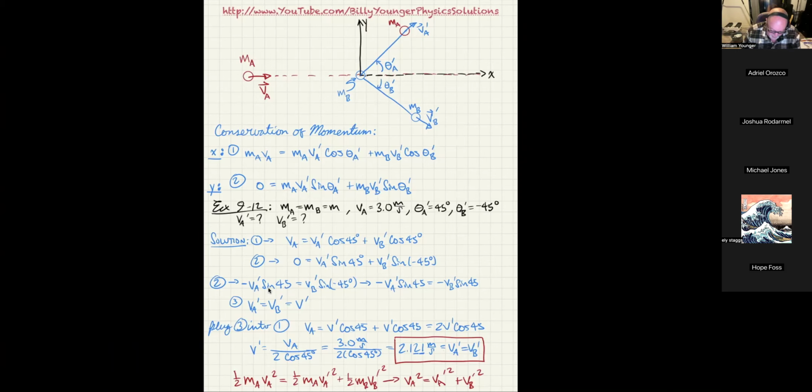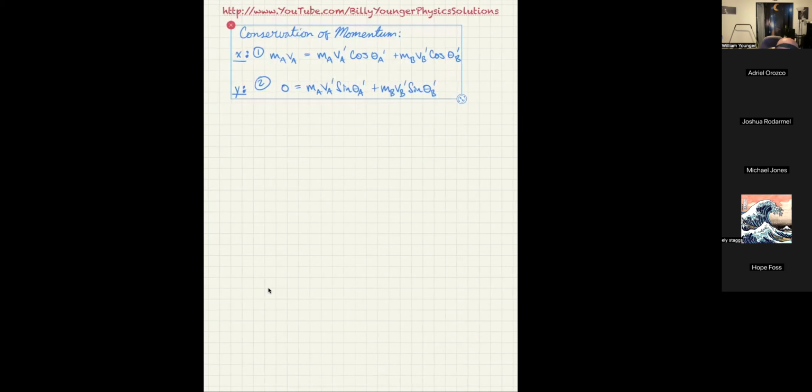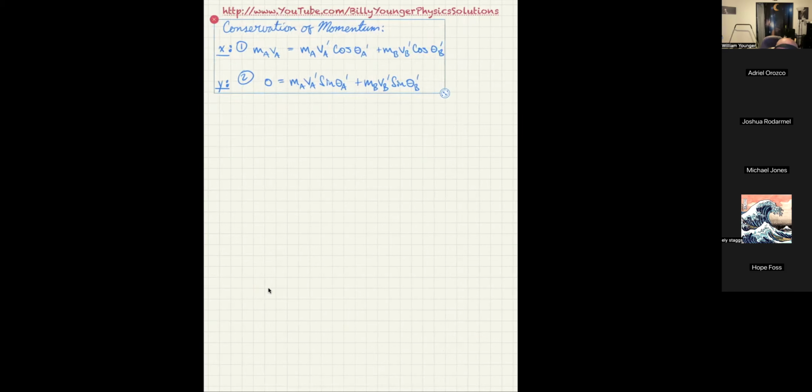All right, now that we have these two equations, and I'm going to copy them on the next page, so I'm going to use my little lasso. I'm going to copy those to the next page. Copy. And we're going to finish up by including conservation of kinetic energy. So these are the results we have thus far.